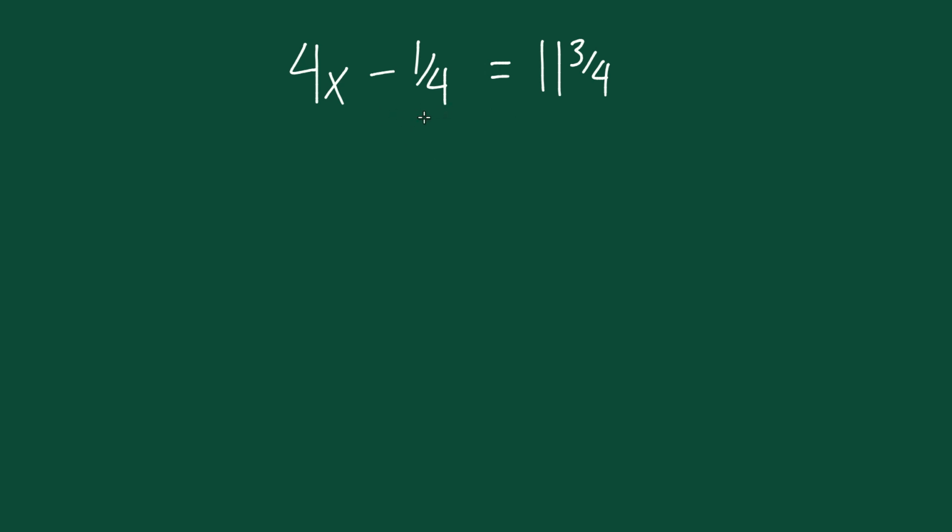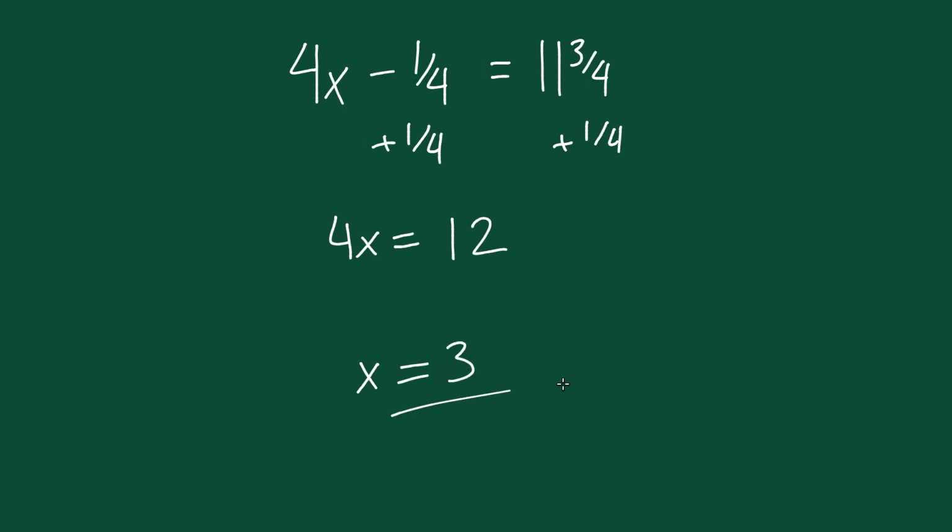First step, what is the inverse of minus a fourth? That would be adding, right? So let's add 1/4 to both sides of this equation. Now this cancels out, so we have 4x equals 11 and 3/4 plus a fourth, which is 12. Now we divide both sides by 4, and we get x equals 3. Okay, so pretty easy. Next one.